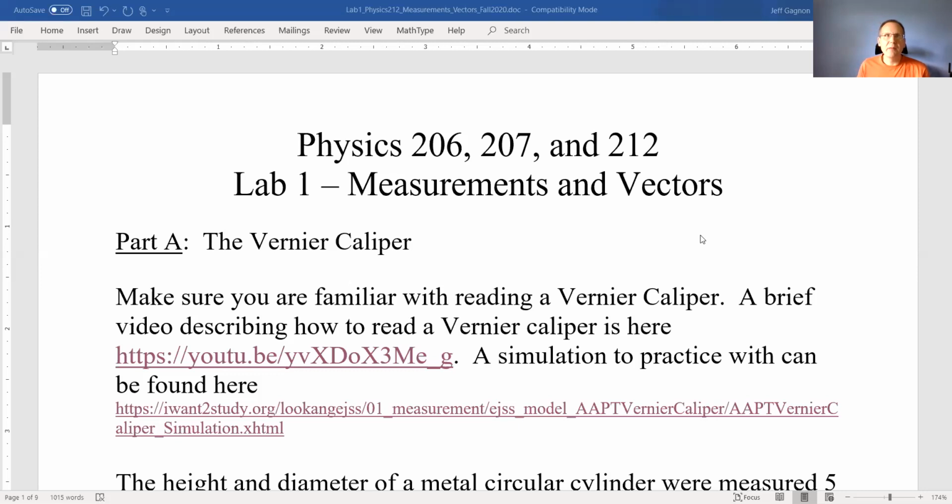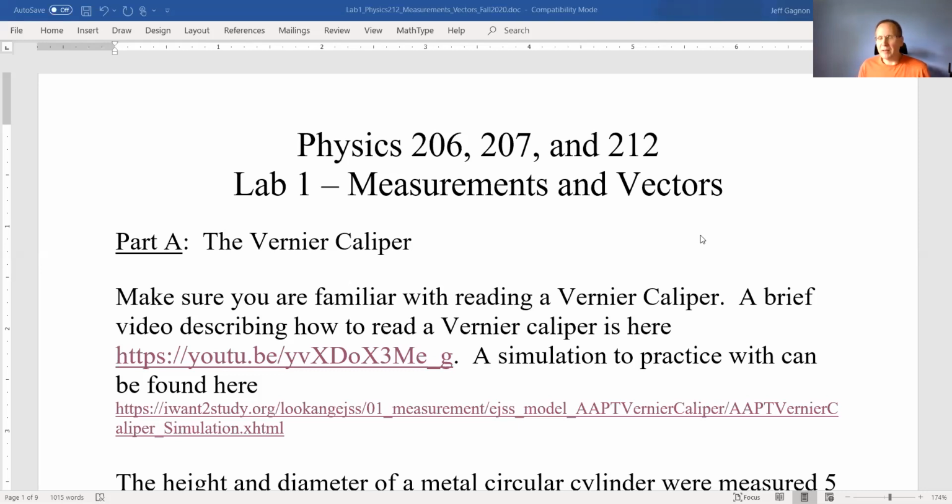So this is the video lecture for Lab 1, which is on measurements and vectors. And in particular, we'll talk a lot about how to compute percent experimental error, percent experimental accuracy, which is a measure of the variability. And we'll also talk about how to add vectors together. In particular, how to add them experimentally and then graphically. So using a protractor and ruler, we'll also add them graphically.